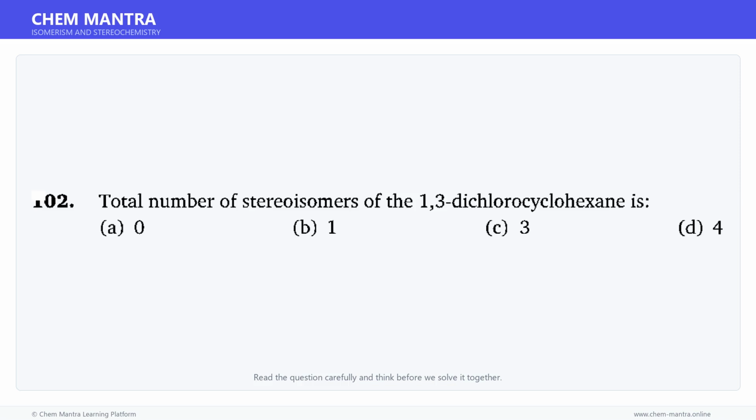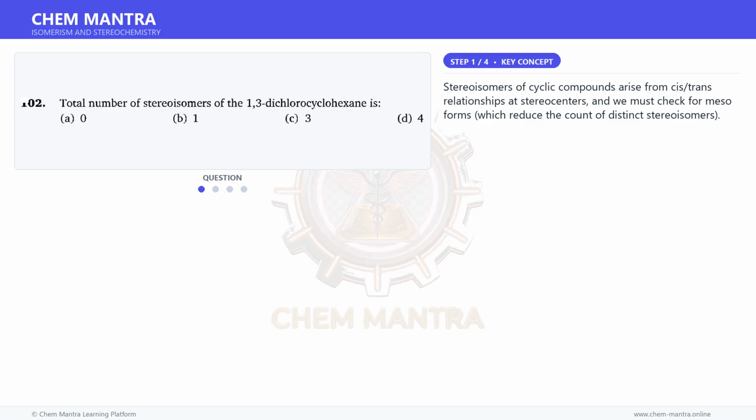Here is a question. Read it carefully and think about the answer. Let us solve it step by step. Let us first understand the key concept here. Stereoisomers of cyclic compounds arise from cis-trans relationships at stereocenters, and we must check for meso forms, which reduce the count of distinct stereoisomers.